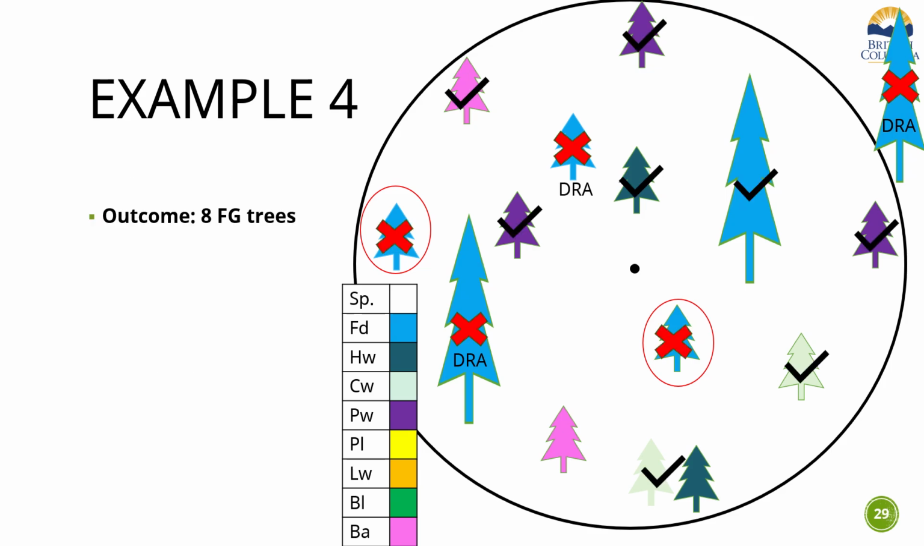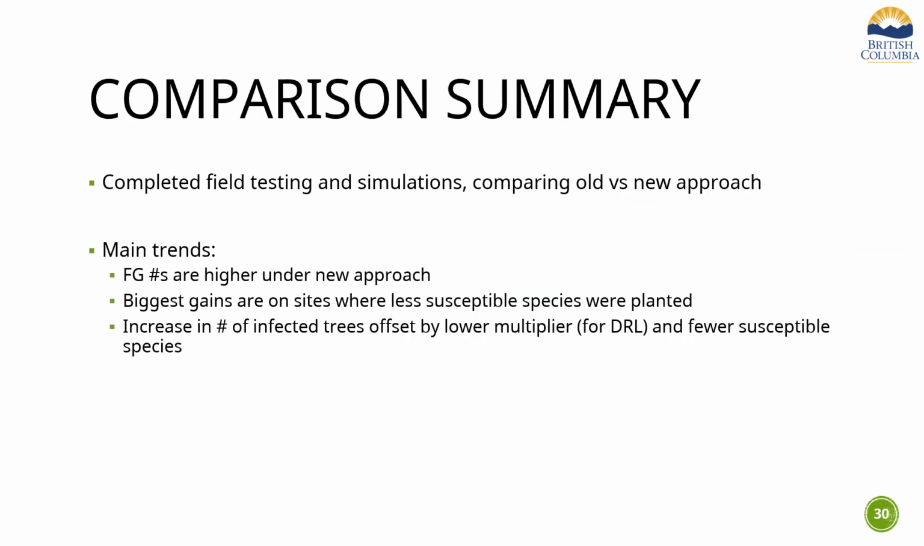But that's okay. We have 3 white pine, 1 hemlock, 2 cedar, 1 amabilis fir, and a layer 1 Douglas fir that can be taken as free growing, assuming they meet the other free growing criteria. So we could still end up with 8 free growing trees because the foresters were proactive in promoting less susceptible species.